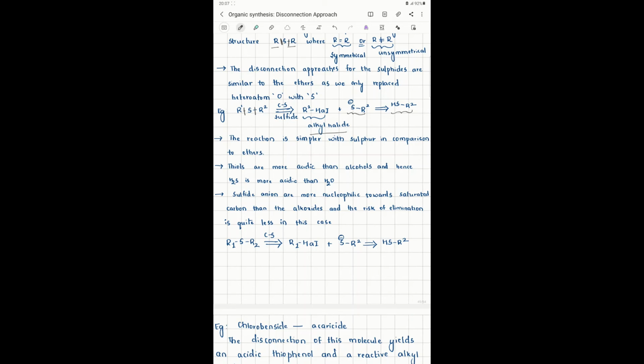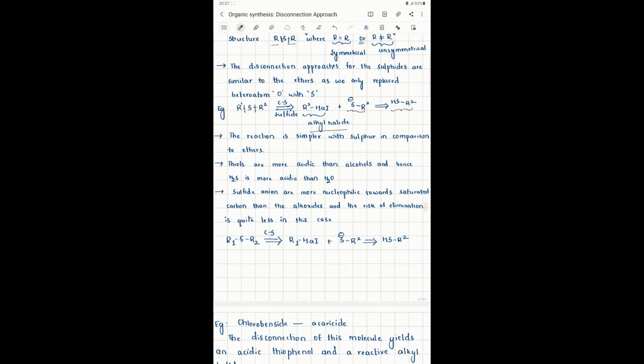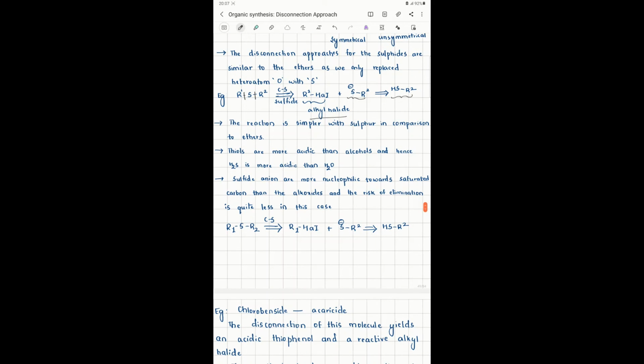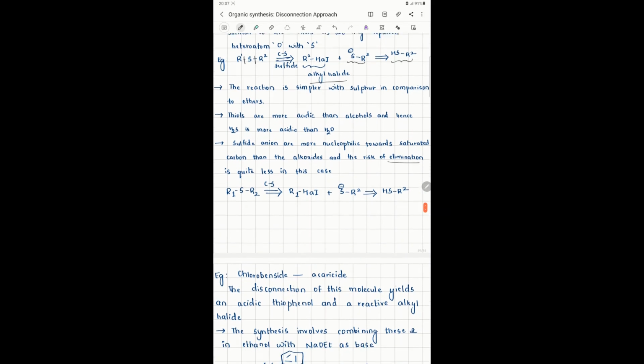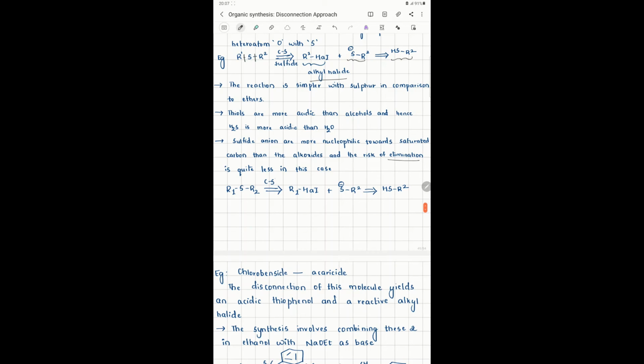If I compare the nucleophilicity of oxygen and sulfur, sulfur has more nucleophilicity than oxygen, and sulfide anions are more nucleophilic towards saturated carbon than the alkoxide O minus, which is less nucleophilic towards the carbon. Also, in the sulfide system the risk of elimination is very low. So if I do such a disconnection, I will easily disconnect the C single bond S to get an alkyl halide and a thiol system.